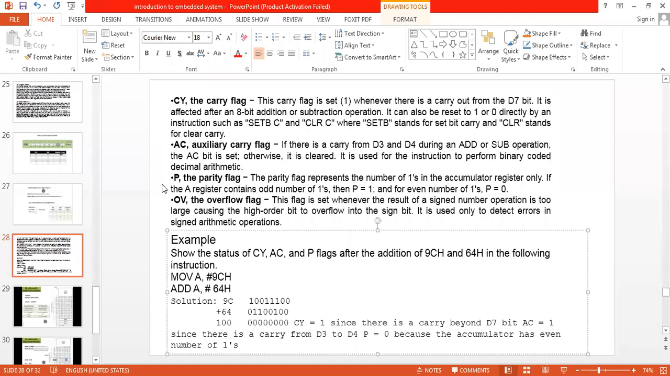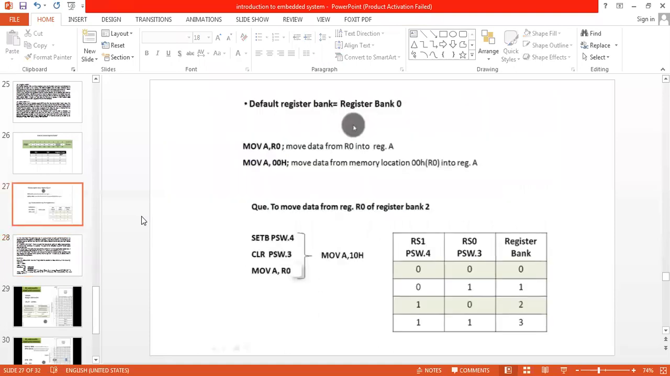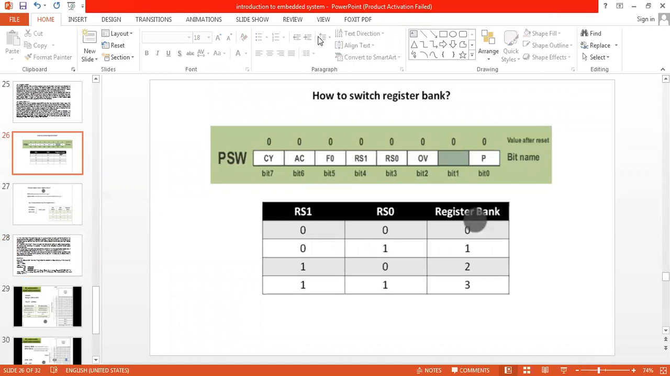Now, what do we have after that? After that we have F0. This F0 is not meant for any flag. It is reserved or user dependent. I can make any flag over here. It is not used. RS1, RS2 I will come to later. I will go for the overflow flag. OV stands for overflow flag.